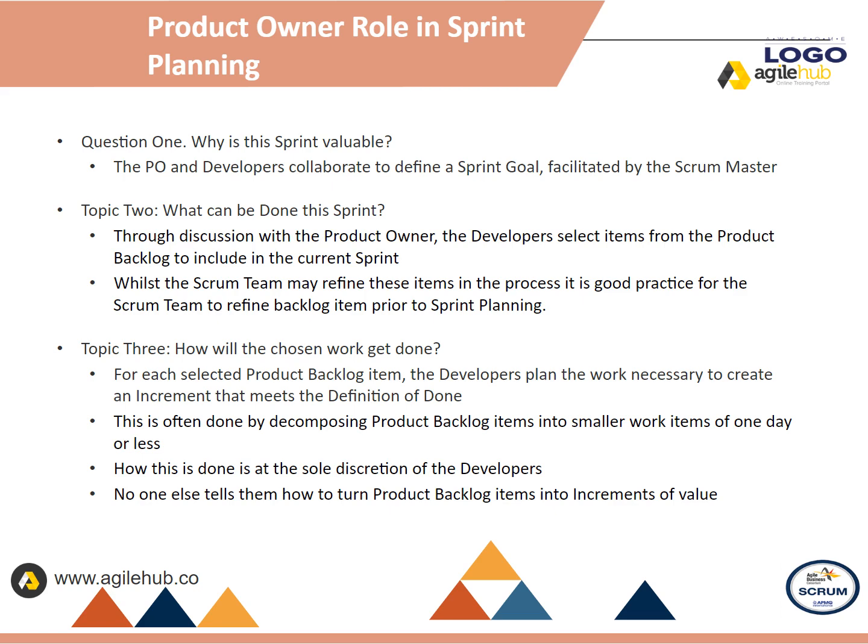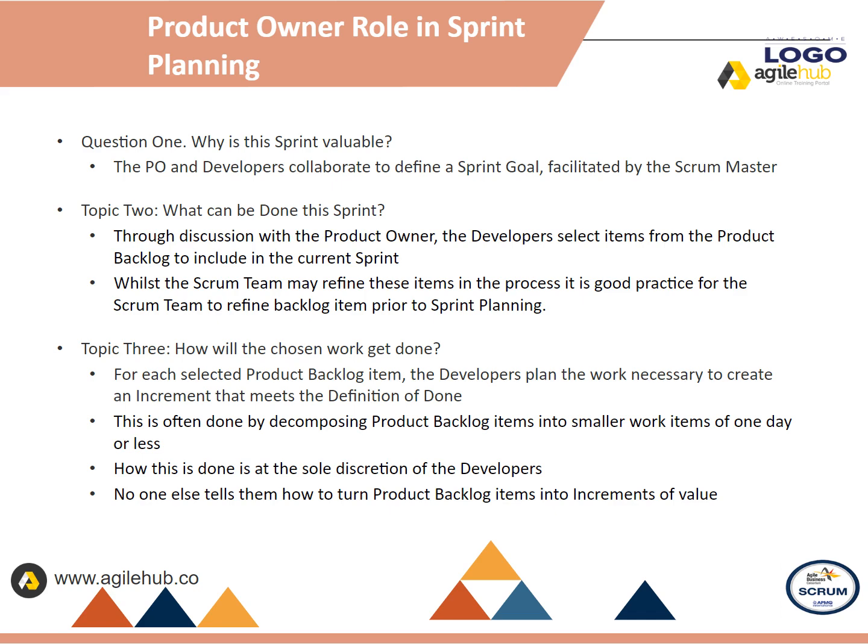Topic 2. What can be done this sprint? Through discussion with the product owner, the developers select items from the product backlog to include in the current sprint. Whilst the Scrum team may refine these items in the process, it is good practice for the Scrum team to refine backlog items prior to sprint planning.